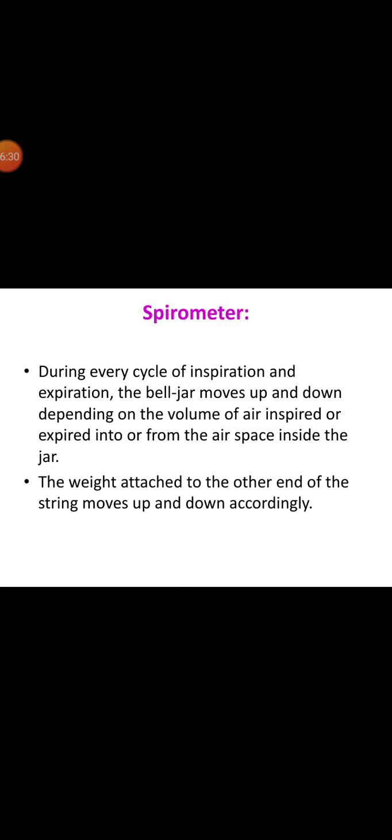This is the mouthpiece, and when the subject is asked to breathe via this mouthpiece, the airflow will go into this place, and this bell jar will move up and down. So during every cycle of inspiration and expiration, the bell jar moves up and down depending upon the volume of the air inspired or expired into or from the airspace inside the jar. The weight attached to the other end of the string moves up and down accordingly.